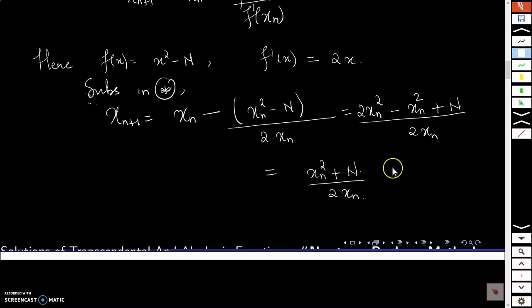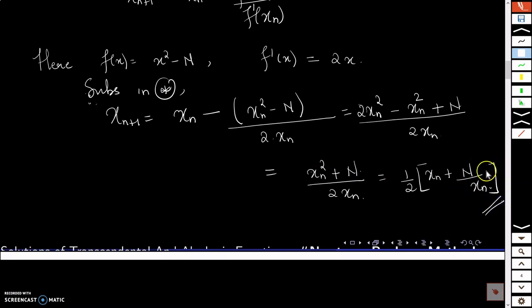Right? So if you want, you can leave it at this stage, or if you wish to keep that half outside, you can do that as well. So you can keep this half, 1 by 2, outside, and then distribute this xn to xn square and N. When you give it to xn square, 1 xn will go from the numerator, and I'll be left with 1 xn, and you divide capital N by xn, and that will remain as it is.